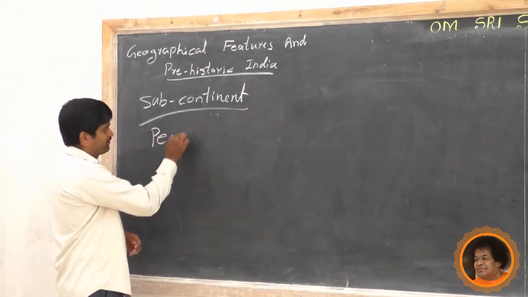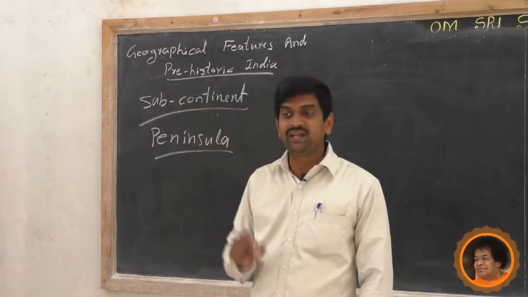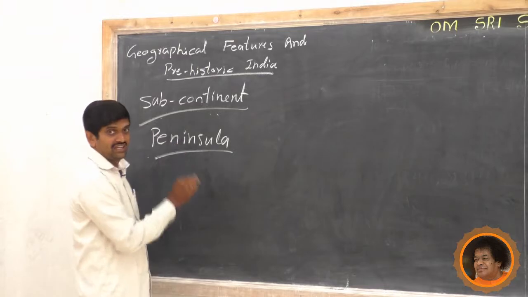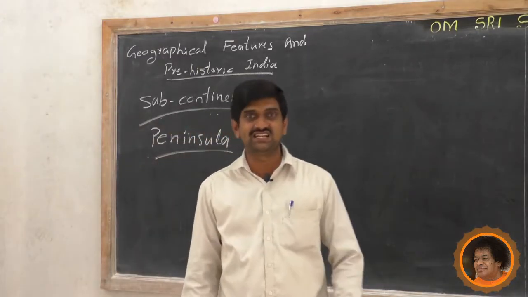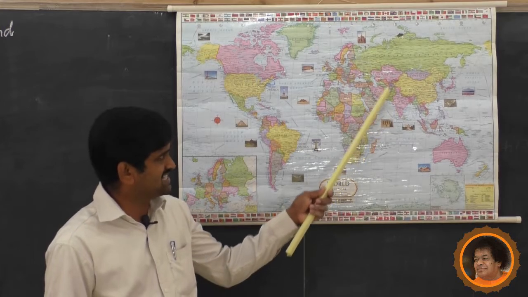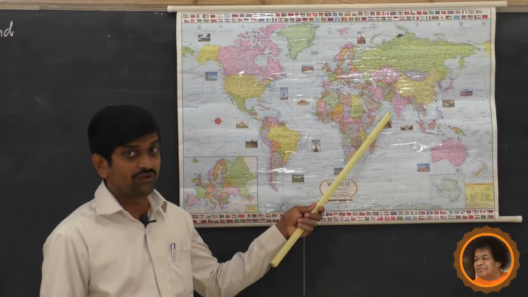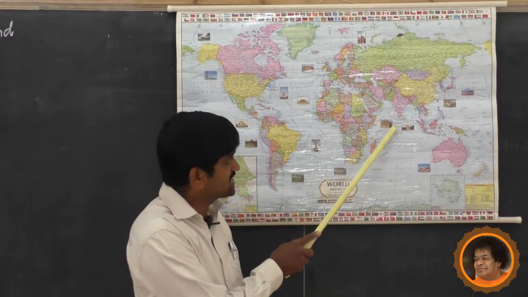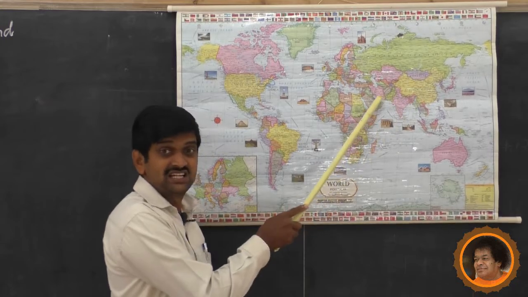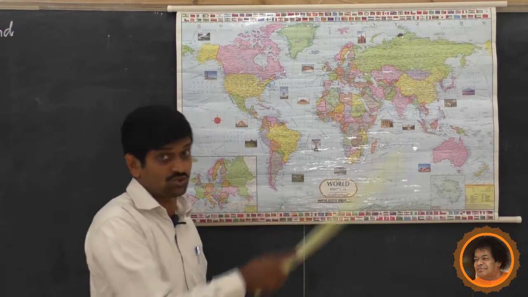India is a peninsula. You know that India is surrounded by water on three sides and land on one side. That is why it is called a peninsula. See here, India is located on the southern part of the Asian continent. If you notice, India is surrounded by water on three sides, and on one side, the northern side, it is surrounded by land area. For that reason, India is called a peninsula.